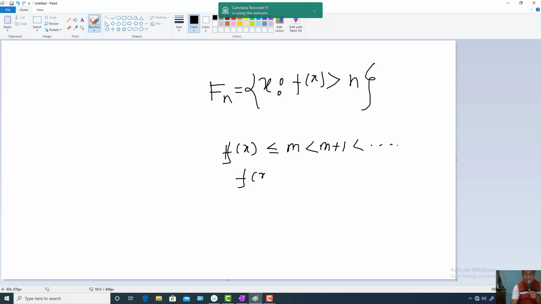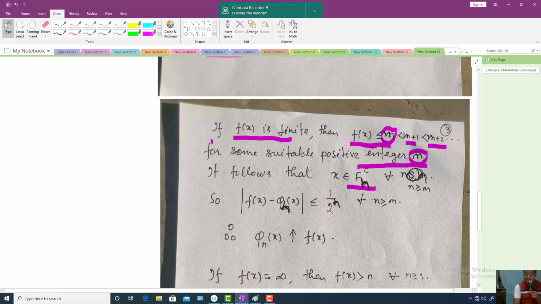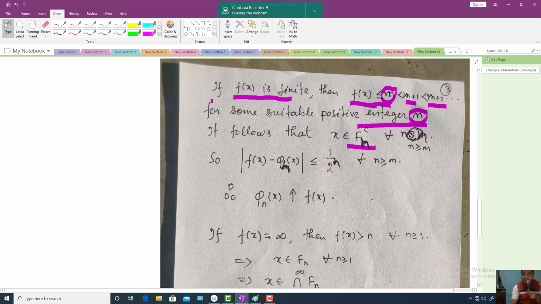All right, so that means what? f of x is less than or equal to n for all n greater than or equal to m. So if f of x is less than or equal to n, that means what? x belongs to the complement of Fn, no? If f of x is less than or equal to n, then x belongs to the complement of Fn. This is true from the definition, straightforward. So it follows that x belongs to the complement of Fn for all n greater than or equal to m.